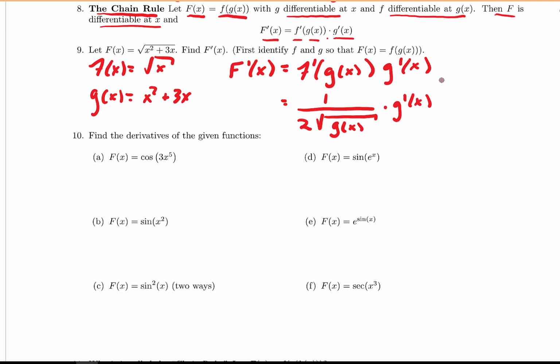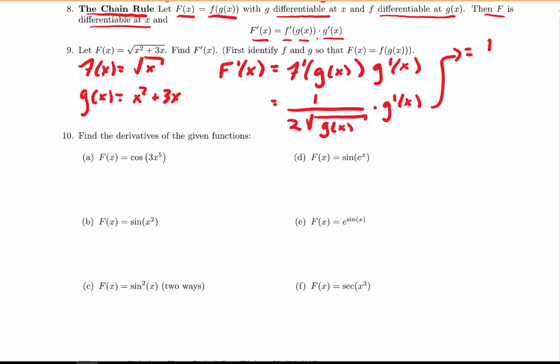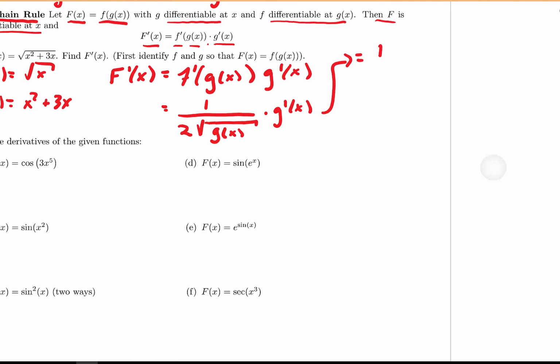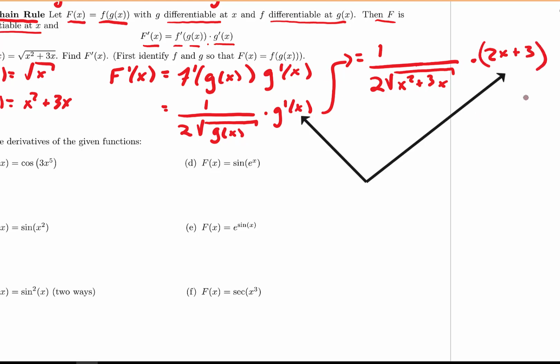But we actually know what g of x is, and we know what its derivative is, so we could simplify this further. And by the way, I don't usually show this middle step, but it's a nice pause for the first time. Anyway, we get 1 over 2 times the square root of g of x, and g of x was x squared plus 3x. So there's g of x. And then we multiply all of this by the derivative of g of x. Well, the derivative of g of x is 2x plus 3. And there we've taken the derivative using the chain rule. Okay?